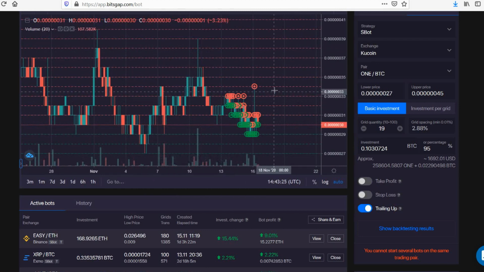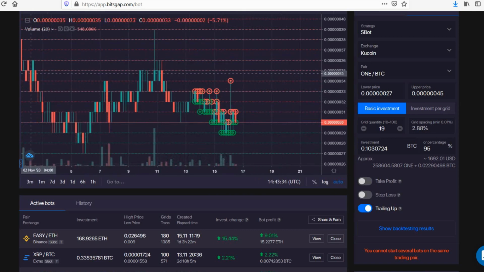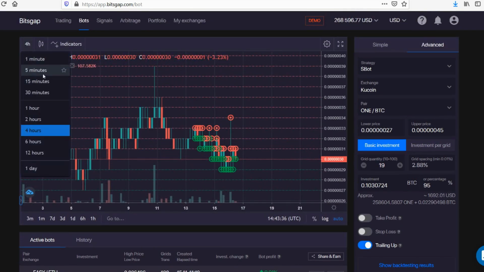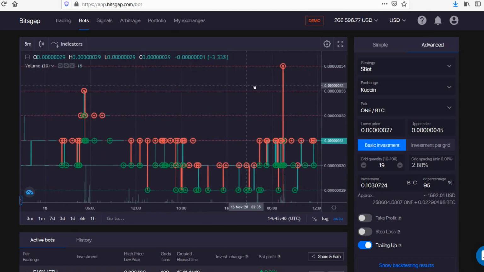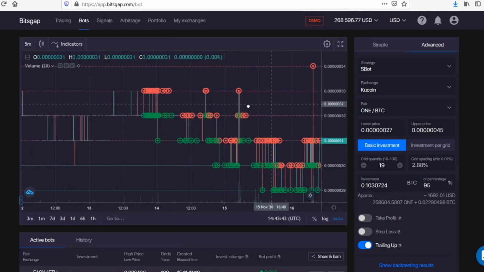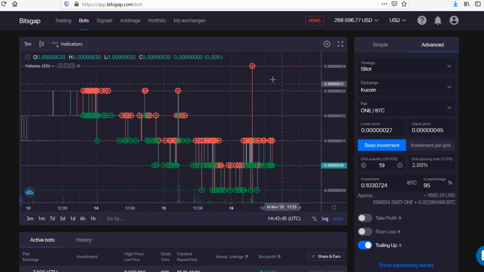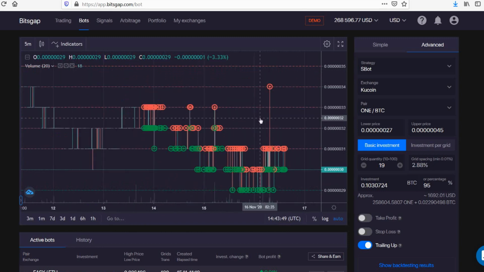This way you don't need to worry about missing out on volatility, because the trading range is being played. This is a 4-hour chart, but let's go to a 5-minute chart and we'll see how many buys and sells have taken place. It's still happening all the time, but because the grid spacing is only in Satoshis and the Satoshis are so low, it doesn't really matter how volatile it is.